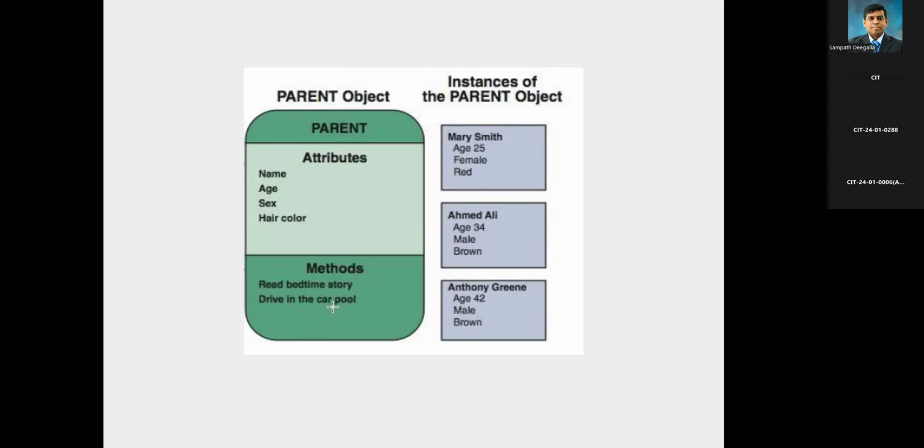Then once you have various instances of these objects, you have values for this data. For example, let's say we have 3 instances here. If you take the first one, we have Mary Smith. We provide some values: the name is Mary Smith, the age is 25, the sex is female, and the hair color is red. Similar to that, you will see another 2 examples. So that means once you have a parent object, you can have multiple instances of the parent object.